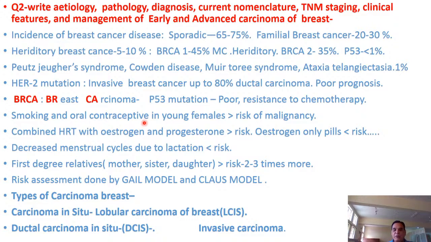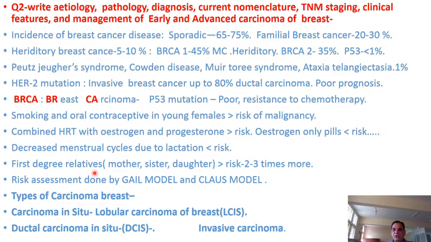Smoking and oral contraceptives in young females is an increased risk of malignancy. Don't be afraid, it is not very high. Combined HRT with estrogen is a higher risk. And the pills which are only estrogen have a lower risk. That is why gynecologists are prescribing only estrogen. Progesterone is avoided. Decreased menstrual cycles due to lactation per se reduce the risk.